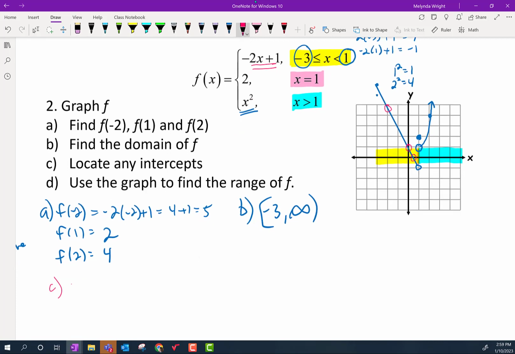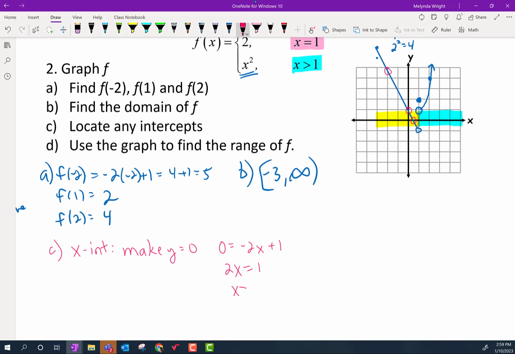So if we want to find the x-intercept, this is just review from last year. The x-intercept, we would want to make y equal to 0. So 0 equals -2x plus 1. So 2x is 1, or x is 1/2. So my x-intercept is 1/2, 0. And that's what that little circled x-intercept would be. That's my x-intercept.